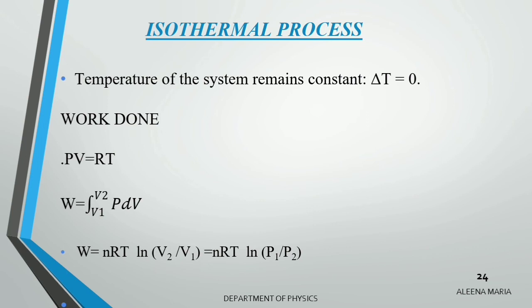Now coming to the work done, we know the ideal gas equation is PV equals nRT, and the work done equation is the integral from V1 to V2 of P dV. So substituting for P from the ideal gas equation, we can write it as the integral of nRT by V dV. Integrating, we get W equals nRT log V2 by V1, or in terms of pressure, we can write it as nRT log P1 by P2. So this is how we find the work done for an isothermal process.